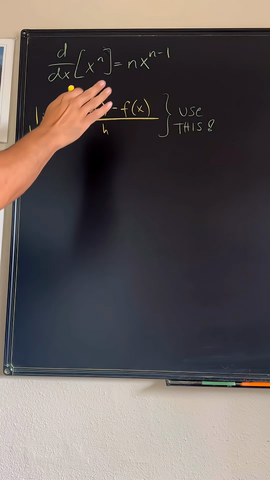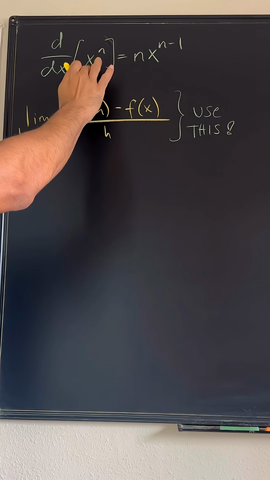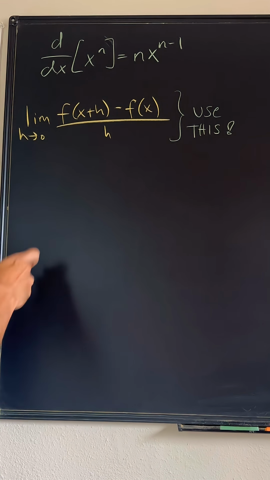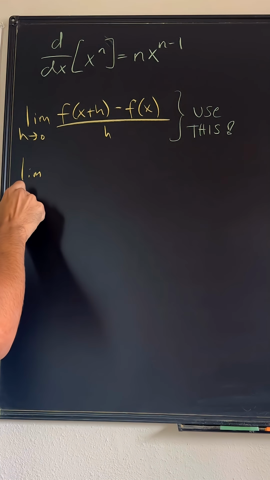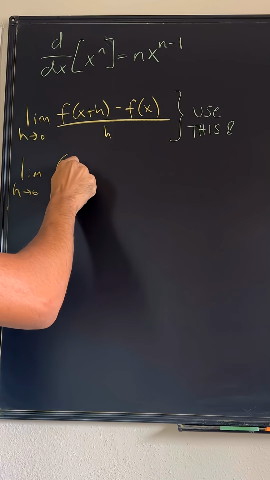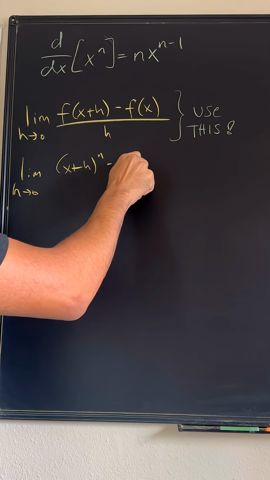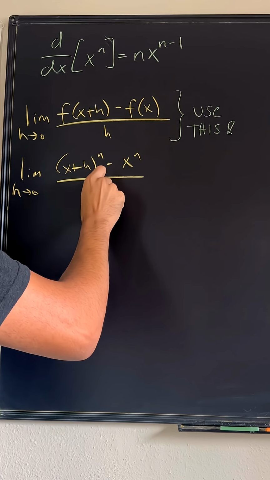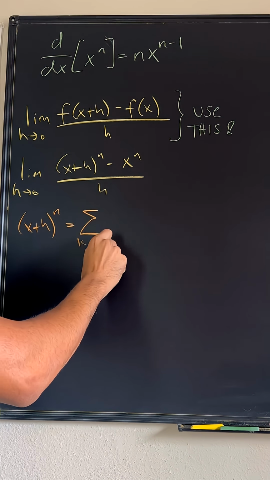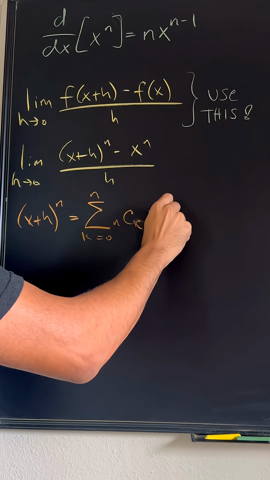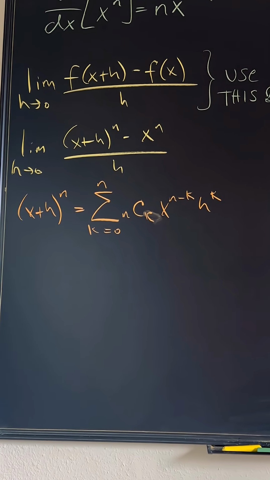So let's begin. We're going to go ahead and use this as our f of x, and rewrite our limit definition of the derivative using that particular function. So now we have (x plus h) to the power of n minus x to the power of n, all over h. And I just want to remind you that (x plus h) to the power of n can be expanded using the binomial theorem.